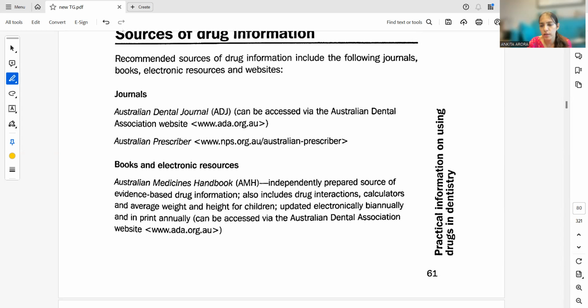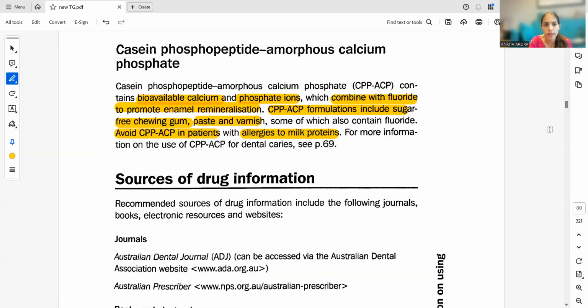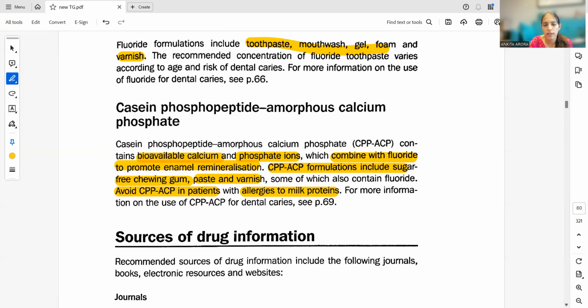So this was the information, and these were all topical products used in dentistry. All the mouthwashes which reduce the microbiota act as adjuncts: the fluoride mouthwashes, the benzidamine mouthwash, and the hydrogen peroxide mouthwash. Then we have CPP-ACP topical chewing gum, paste, and varnish. Any doubts so far?